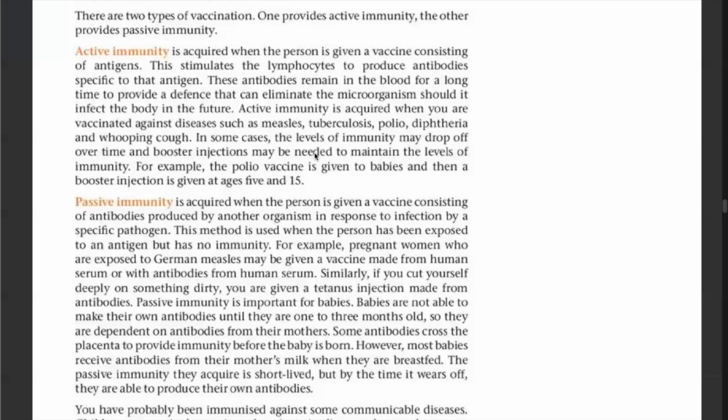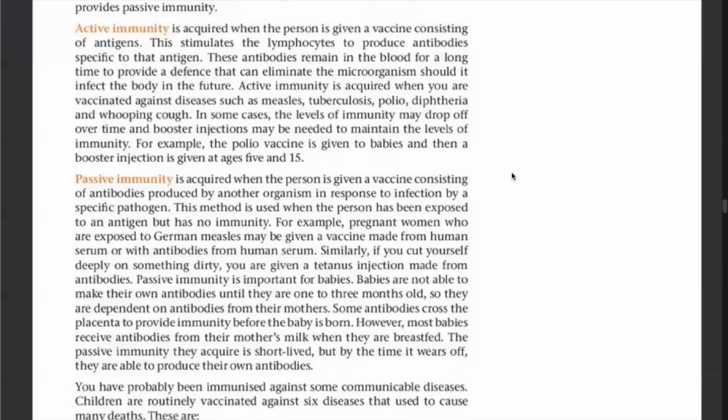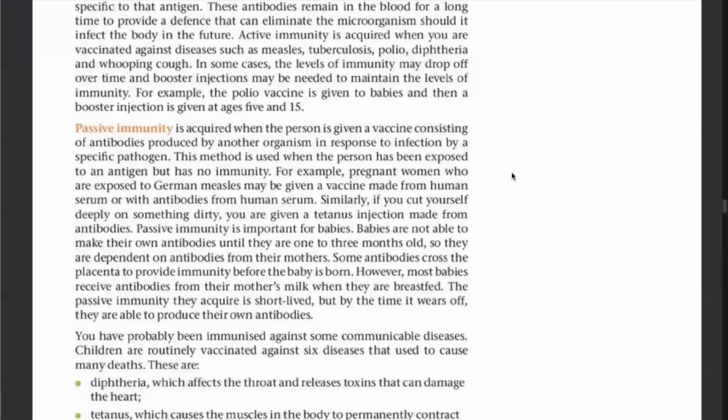Now, passive immunity is acquired when the person is given a vaccine consisting of antibodies produced by another organism in response to infection by a specific pathogen. This method is used when the person has been exposed to an antigen but has no immunity. So, for example, pregnant women who are exposed to German measles may be given a vaccine made from human serum or other antibodies from human serum. And if you cut yourself deeply on something dirty, you are given a tetanus injection made from antibodies.